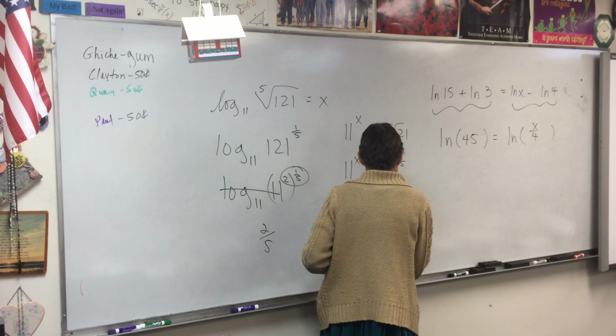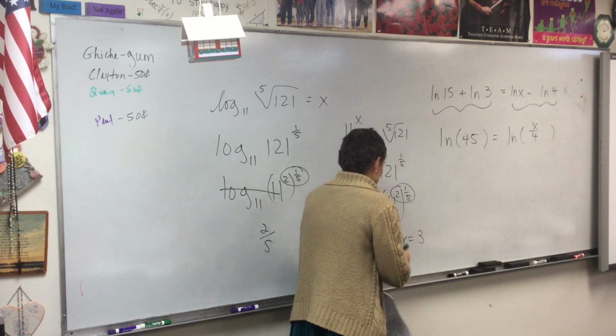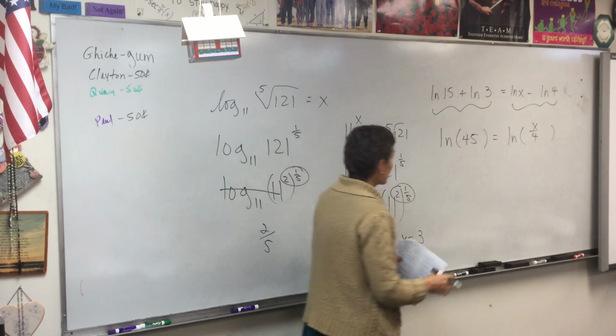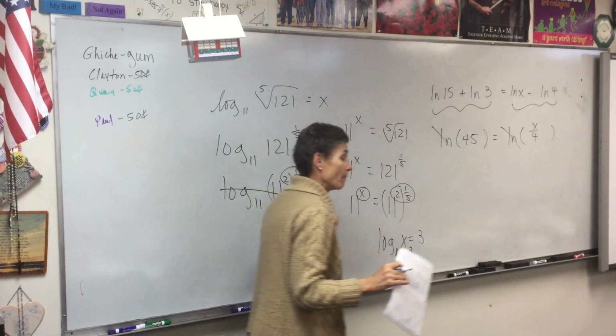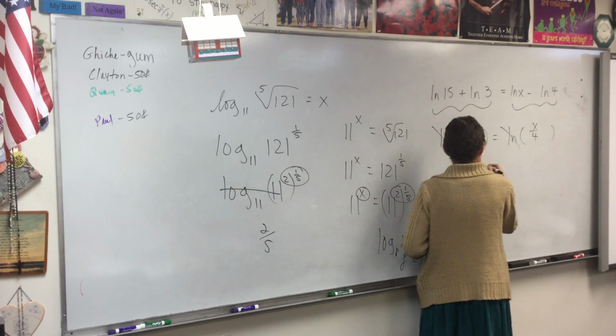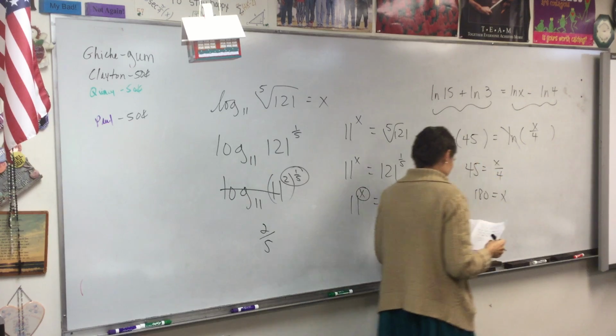Do ln's cancel? Yeah, this is a different situation than we had with some of our other ones. In our other ones, we had something like, the log base 8 of x equals 3. So we had to translate that. 8 cubed equals x. Here, you have a logarithm on both sides, so you're allowed to drop them out. So 45 equals x over 4, and x equals 180.